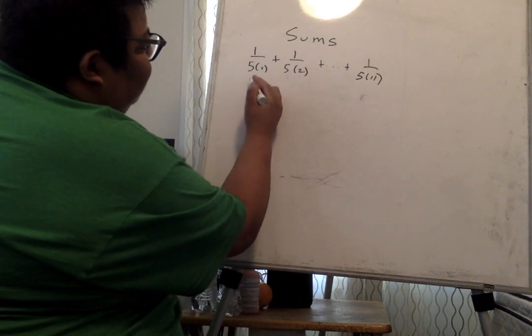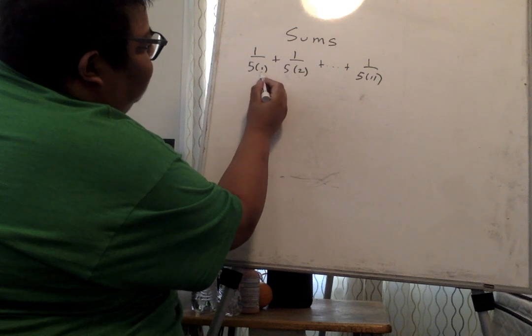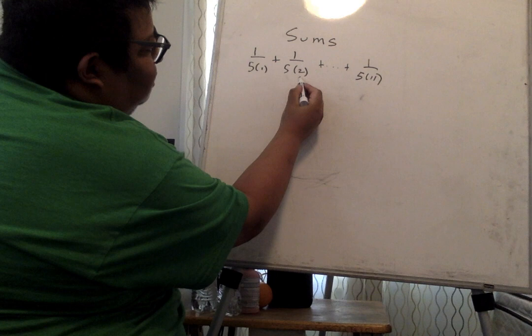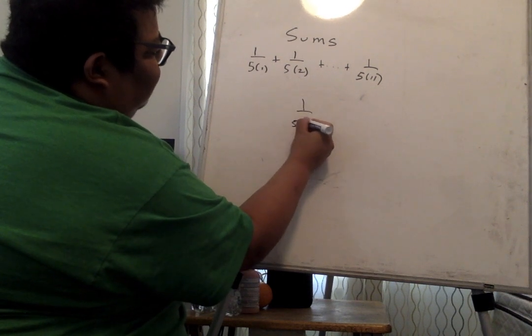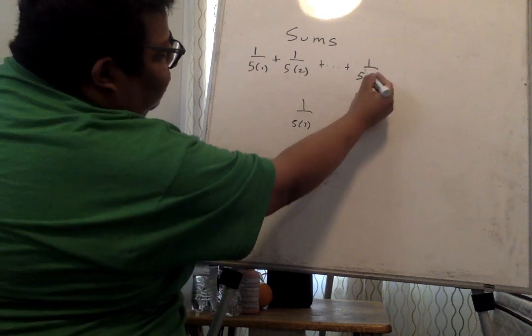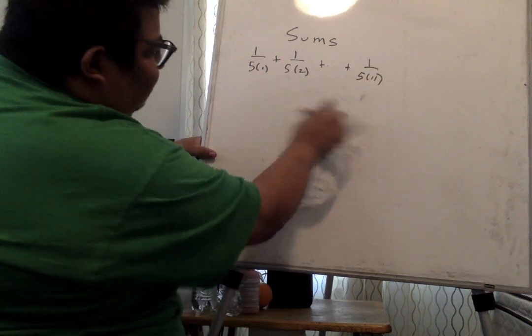Okay, notice here we have a pattern. It's 1 over 5, and then the 5 is always multiplied by 1 higher. For example, here we start with 1, then we start with 2, then the next one should be 1 over 5 times 3, and so on all the way to 1 over 5 times 11. So this is a finite sum.